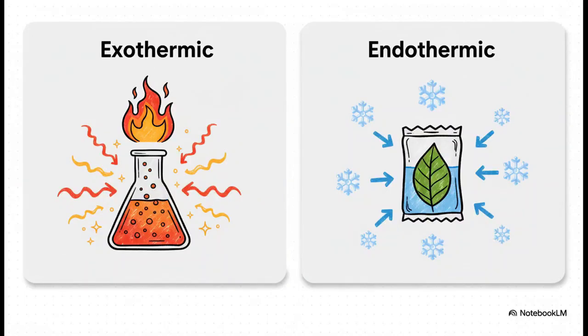And finally, let's talk about heat. Reactions can either give off heat or soak it up. If a reaction releases heat and feels warm to the touch, think of a campfire, it's called exothermic, exo for exit. But if it absorbs heat from its surroundings and actually feels cold, it's endothermic, endo for into. A perfect example of an endothermic reaction is photosynthesis. Plants literally have to absorb energy from the sun to make it work.